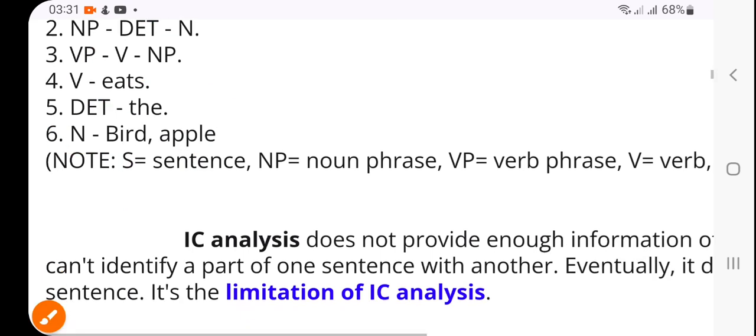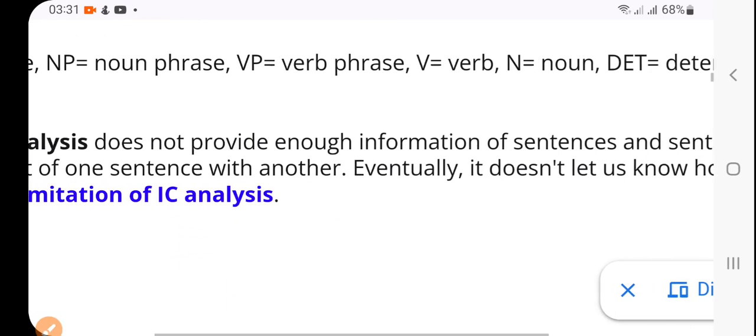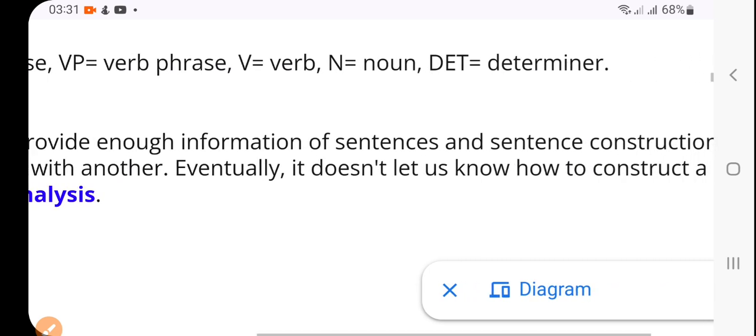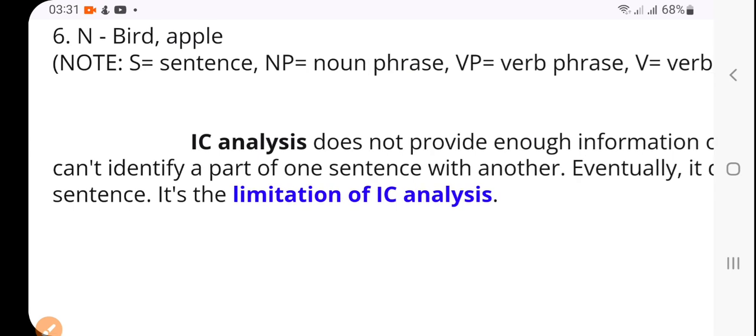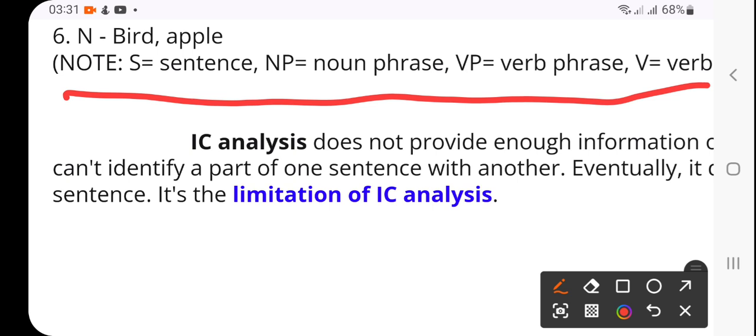Now sentence, noun phrase, verb, these are the determiner. So in this sentence you can give the label names this way, right?